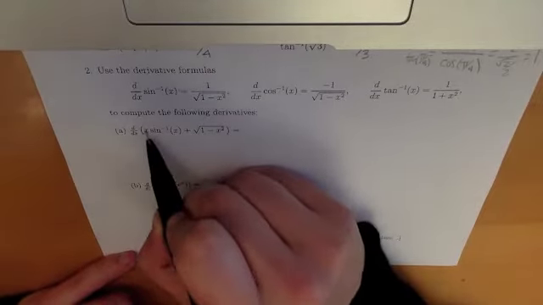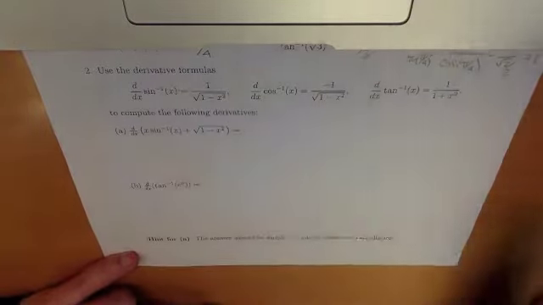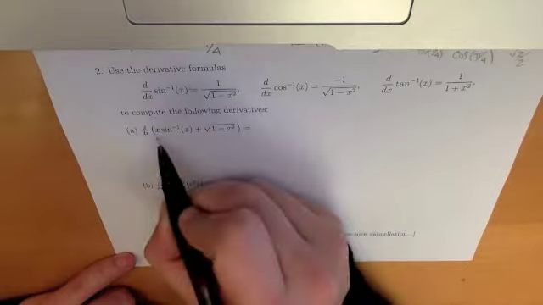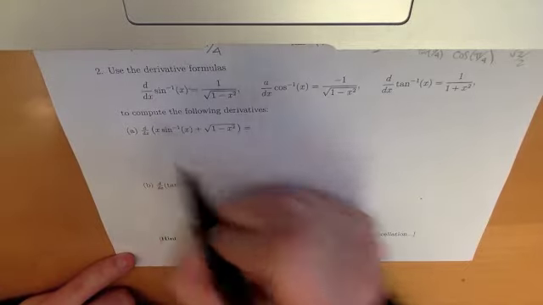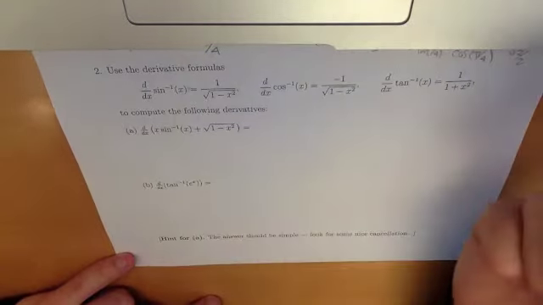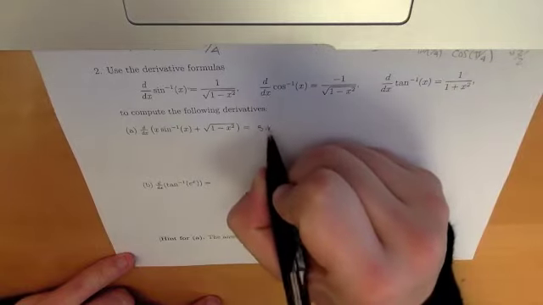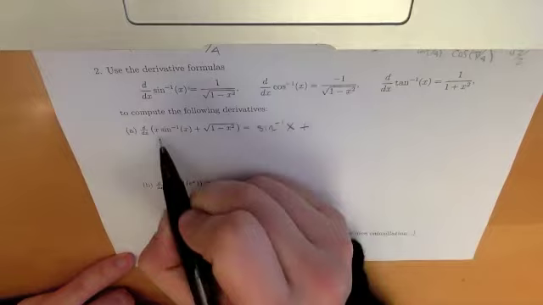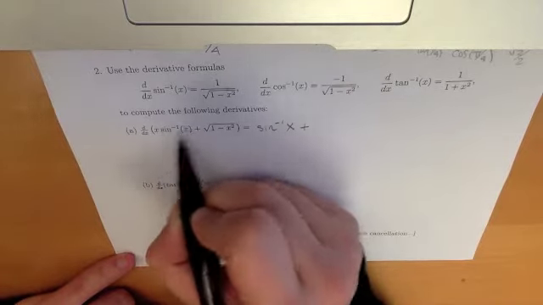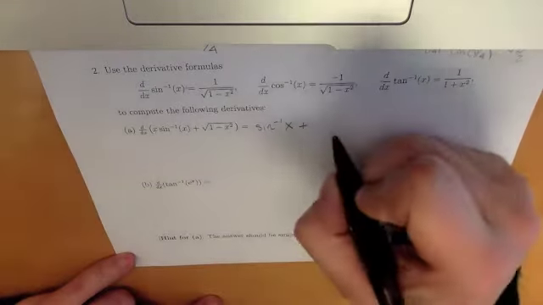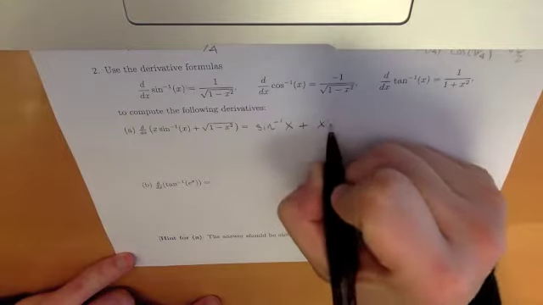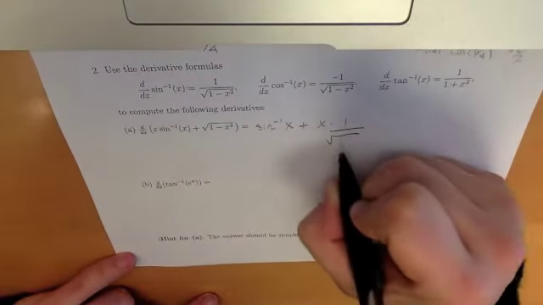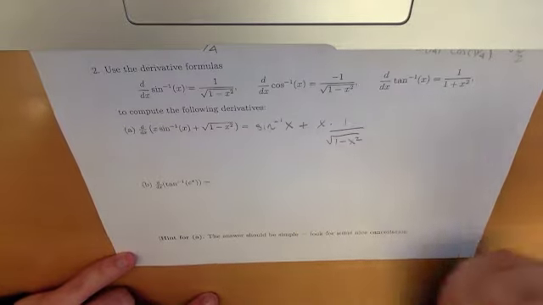So I've got x times sine inverse of x. Okay, so I'm going to have to use the product rule. So let's start, we'll take the derivative of x and leave sine inverse of x untouched. The derivative of x is just 1. So I have sine inverse of x plus, now we leave x untouched and take the derivative of sine inverse of x. And so we get x times the derivative of sine inverse of x, which is 1 over the square root of 1 minus x squared.